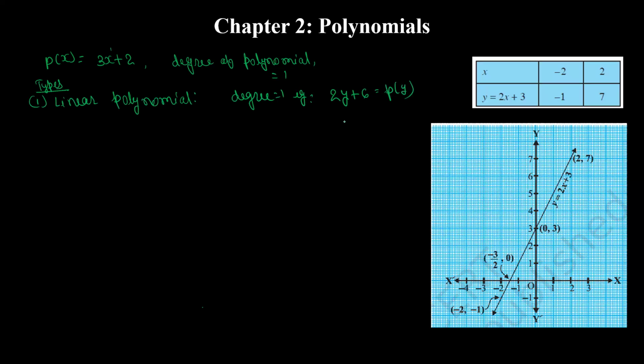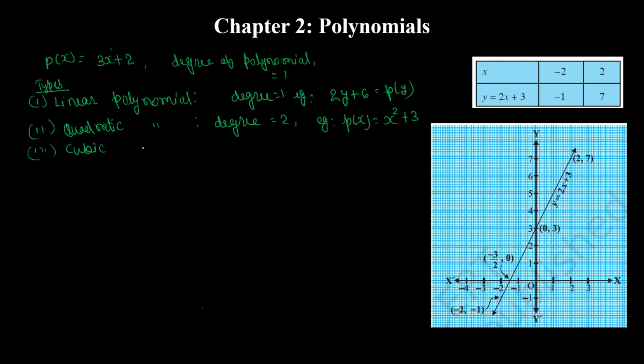Similarly, we have another polynomial on the basis of degree that is called the quadratic polynomial. In case of quadratic polynomial, the degree is going to be how much? Quad. So degree is going to be 2. We can write some example. If it is a function of x, we can write x squared plus 3.